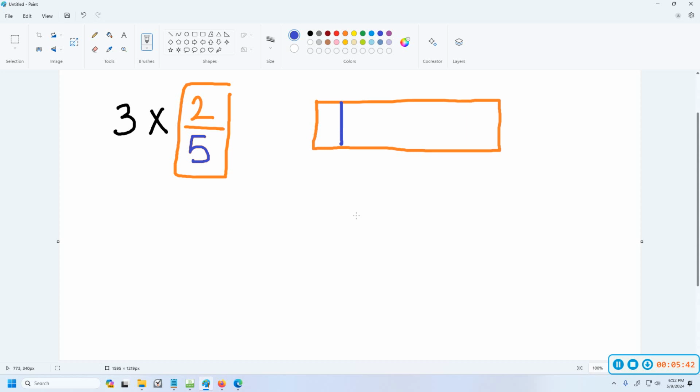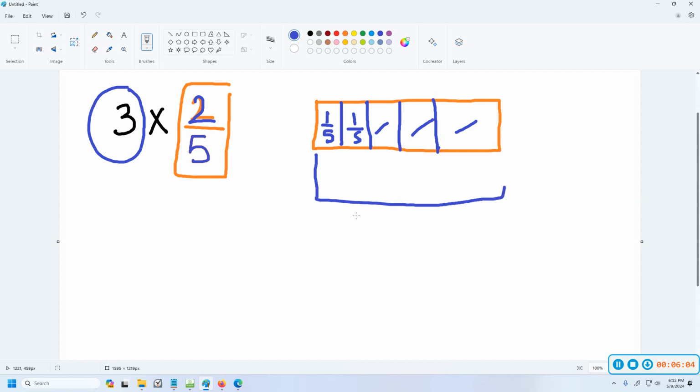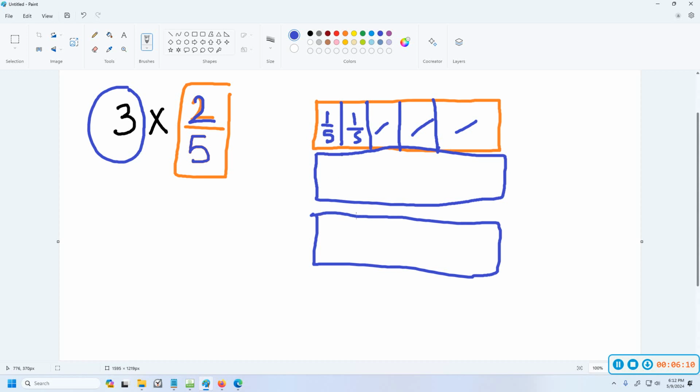So 1, 2, 3, 4, 5. Here's my 1/5. Here's my 2/5, because I only have 2 and I'm missing 3 pieces, so that's not a whole, that is just a fraction, 2/5. Now how many of it do I have? I have 3 of it, 3 times. So I have to draw this whole 3 times and partition it into fifths, because that's what the denominator is, right? But for each one we have 2/5.